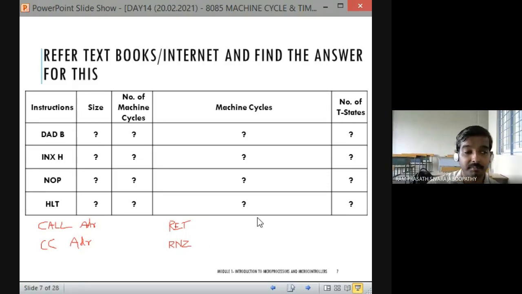Similarly, consider jump, JMP. Okay, JNC, something you take. Fine. So one is conditional call, jump, return. The other is unconditional call, return, jump. Fine. So totally 6 instructions you add up along with this. In the next class we can have the answer for that. Fine. Okay.